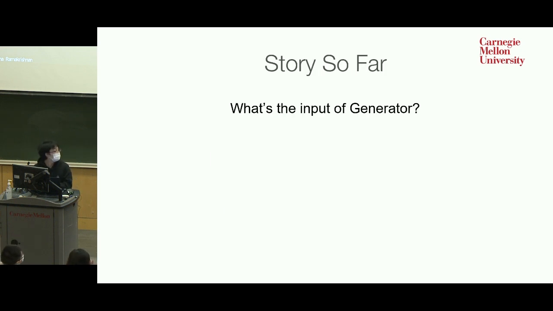So for conditional GAN, we also have a story here. Just to ask a question, what's the input of our generator? Some latent z, right? Some latent z from the latent prior distribution, which most of the time is a Gaussian distribution, right?